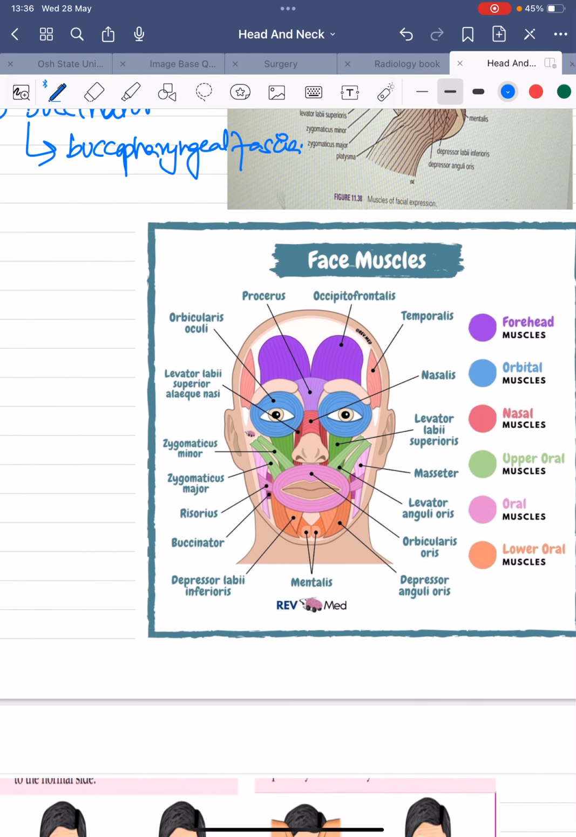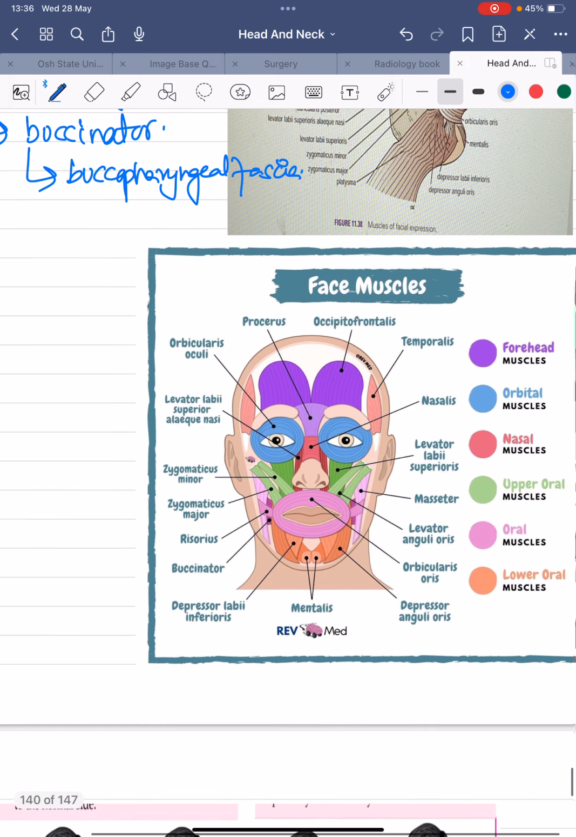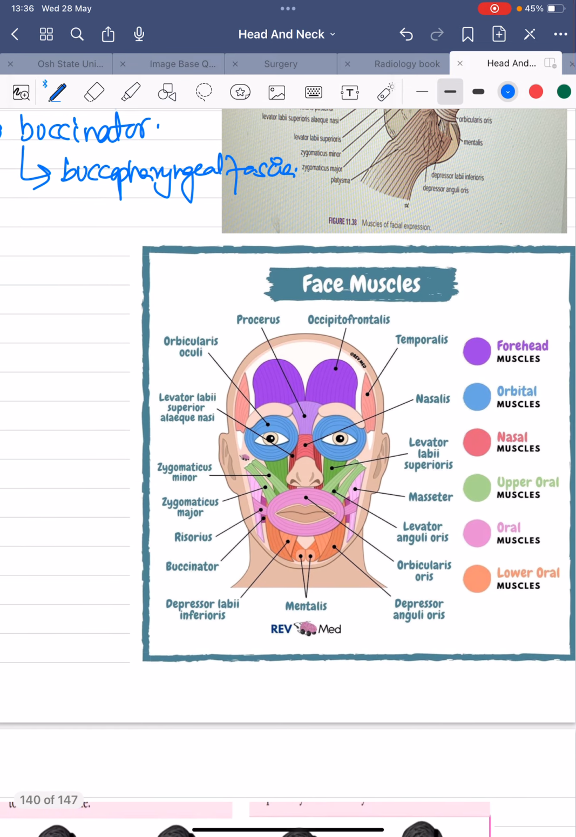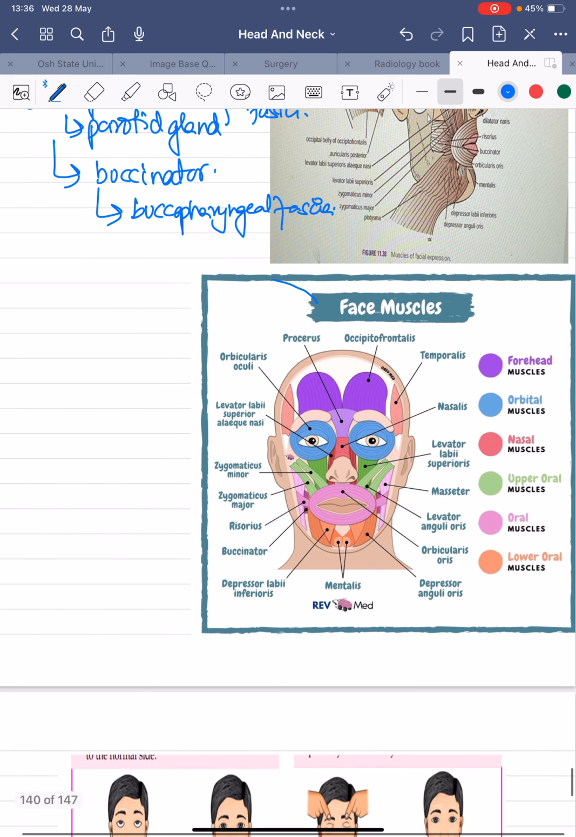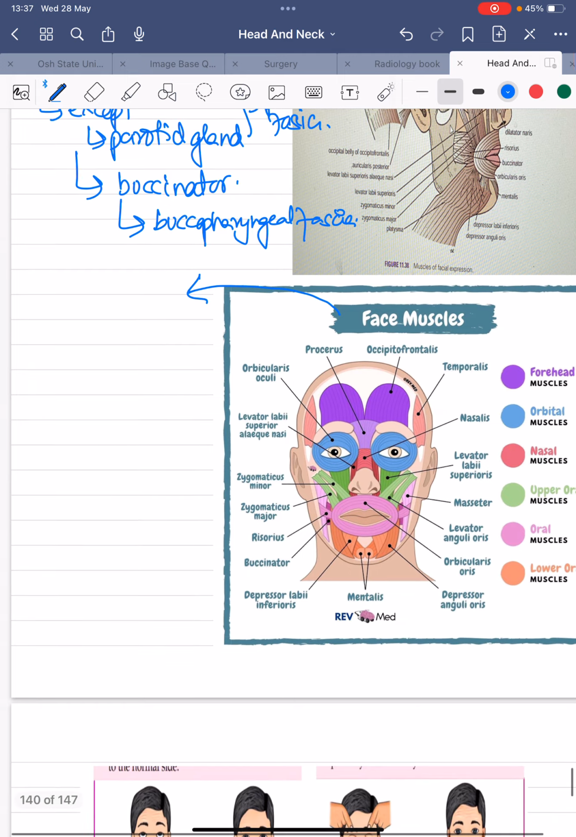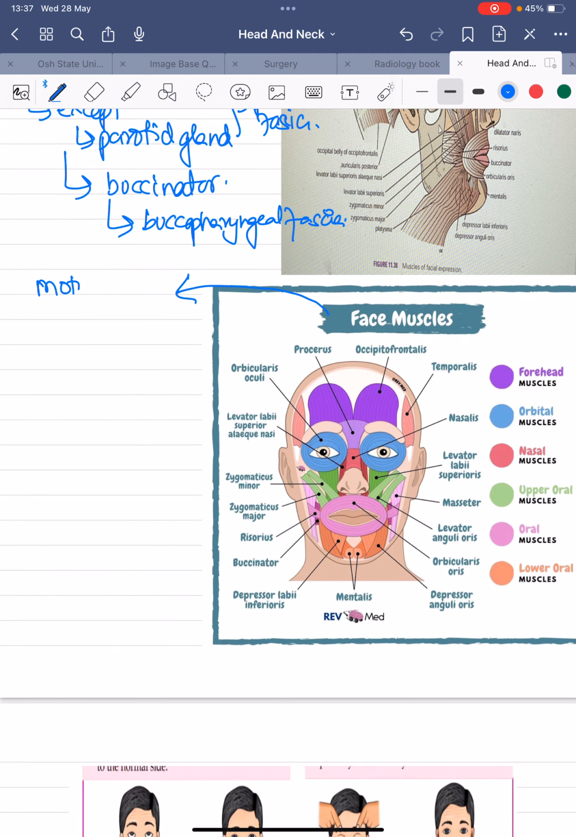Now these are some of the facial muscles which we studied in our last video. Some of the actions you must remember, because if there is any clinical pathology relating to the facial muscles, you have to know how to check them. First, all the facial muscles' motor innervation is by the facial nerve, and sensory innervation is by the trigeminal nerve.